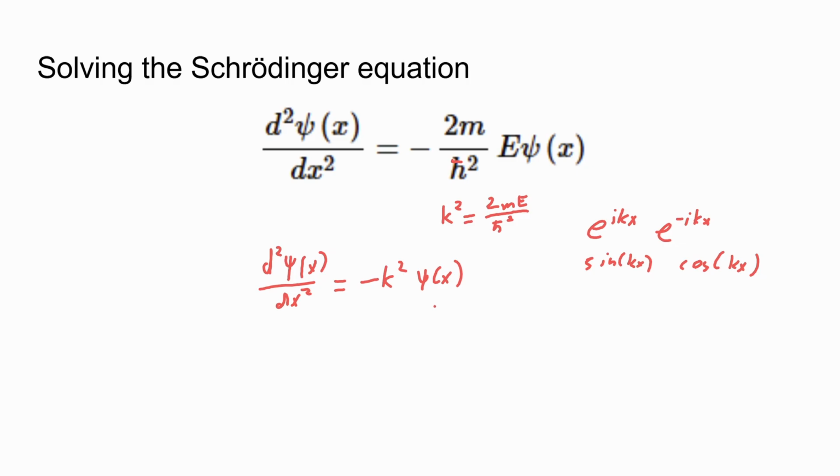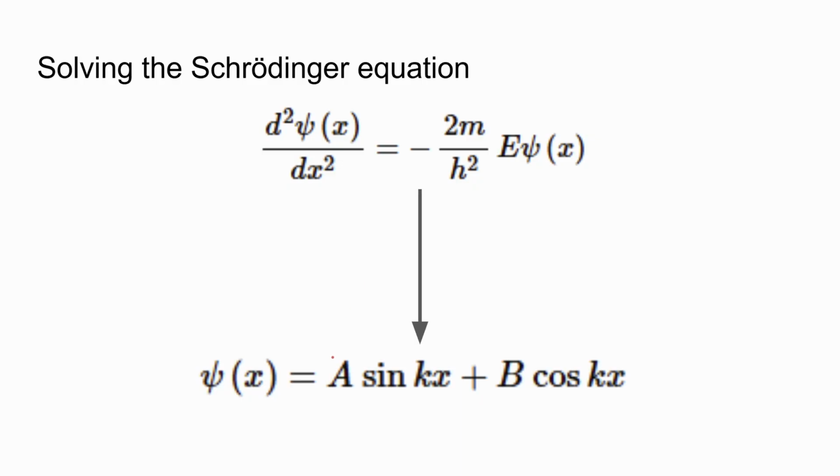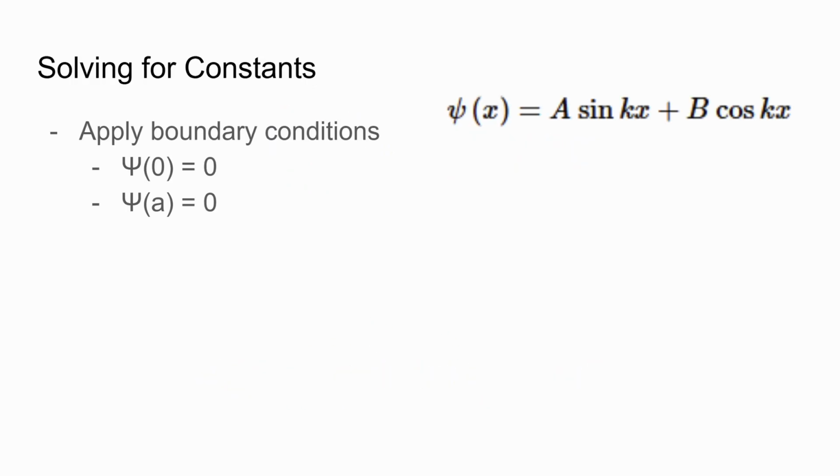Now, for simplicity's sake, for solving this equation in further steps, we are going to go with psi of x equals A sine kx plus B cosine kx. This is going to be our most general solution. So, with that, we still have a bunch of constants. We don't know what A is going to be, what B is going to be. There's just a lot of unknowns right now. So to help solve for a more concrete wave function, we can apply our boundary conditions.